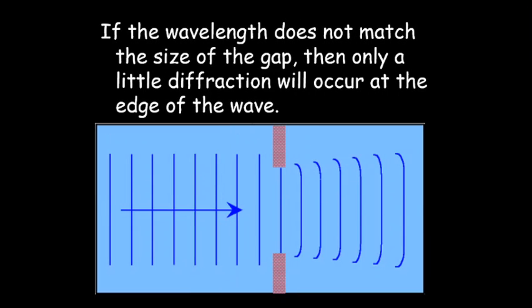Okay, so here's another example. Again, copy these little pictures that are here, okay? So if the wavelength does not match the size of the gap, then only a little diffraction will occur at the edge of the wave. So if the opening's a little bit larger, it's going to somewhat retain its original shape, but it's going to make that pattern.